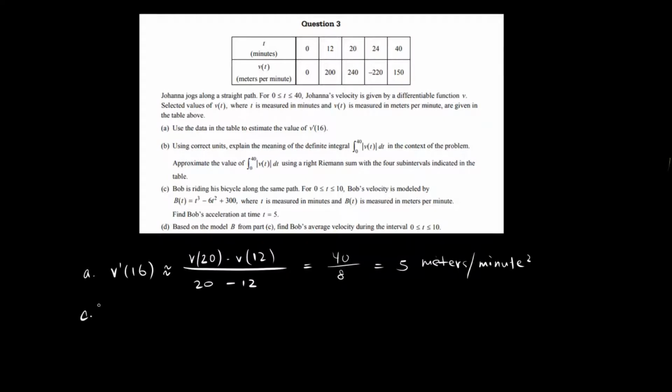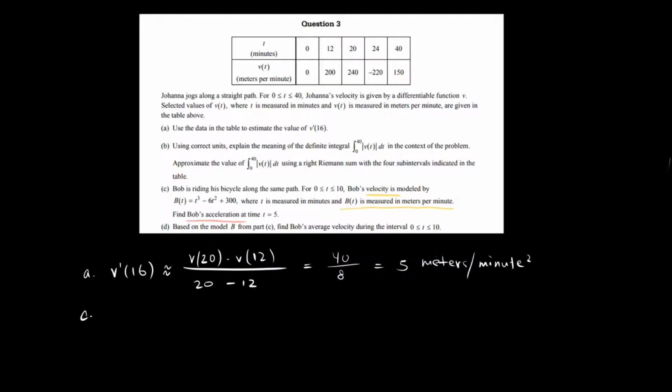Part C says, Bob is riding his bicycle along the same path. For the interval 0 to 10 inclusive, Bob's velocity is modeled by this expression, where t is measured in minutes, and b of t is measured in meters per minute. Find Bob's acceleration at time t equals 5. So in the question, it states that b of t models Bob's velocity, and it asks you to find Bob's acceleration.